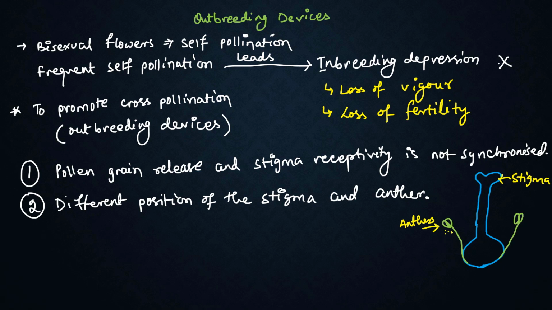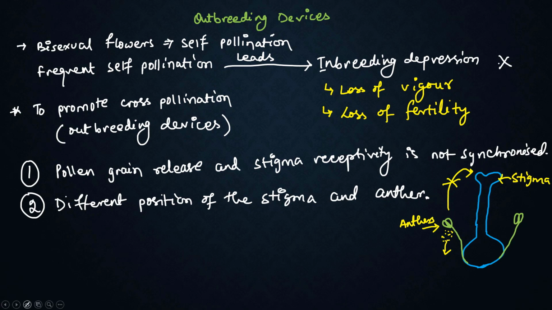The anther is going to release the pollen grain. The pollen grains probably will fall downwards rather than falling on the stigma. So again, simply by changing the position of the anther and stigma, the plant is going for cross pollination. So the second mechanism is the different position of the stigma and the anther.